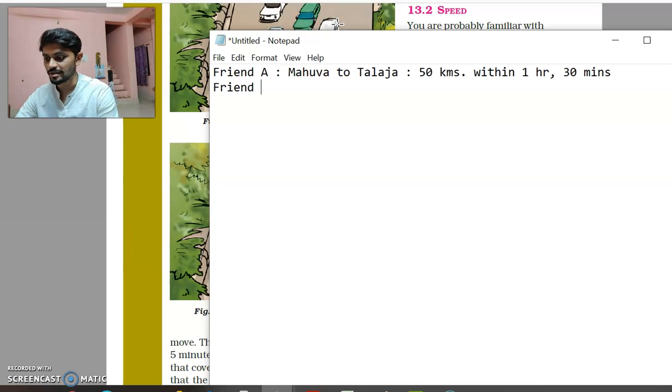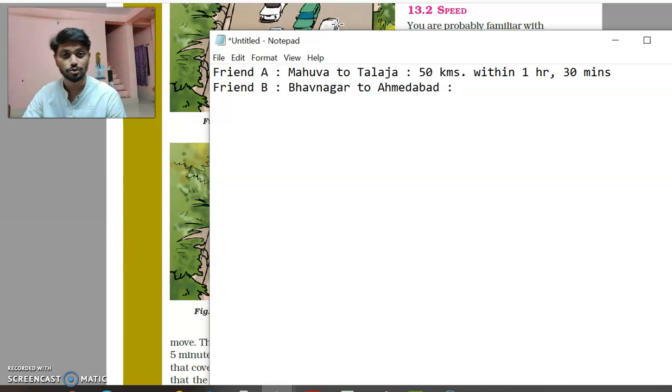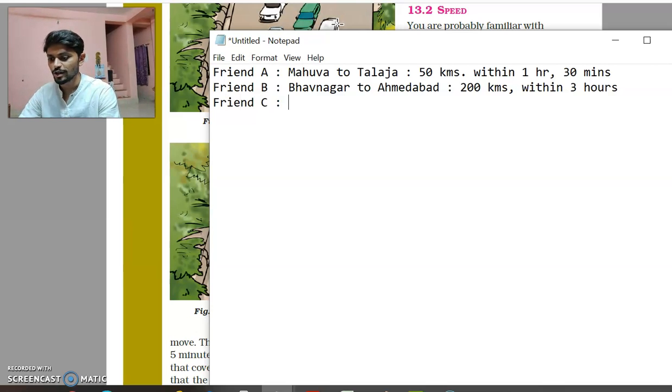There is another friend B who was traveling from Bhavnagar to Ahmedabad. The total distance is suppose 200 kilometers and he traveled within 3 hours. And now the friend C was traveling from Ahmedabad to Mumbai, maybe say 600 kilometers, and he completed within 5 hours.